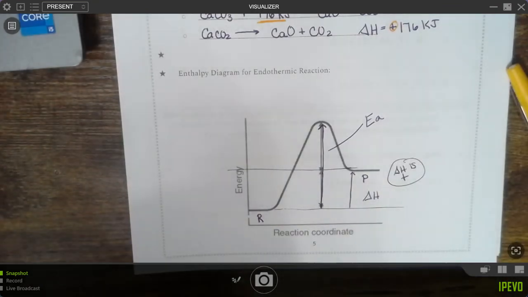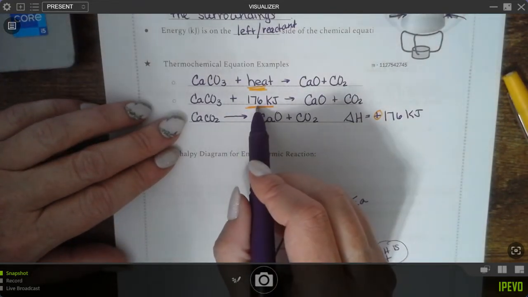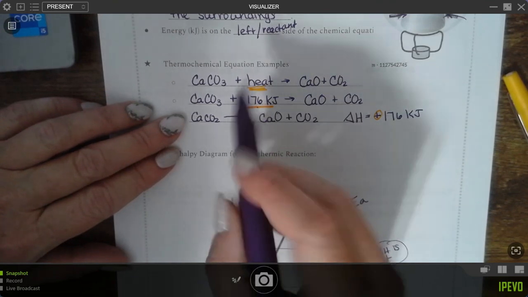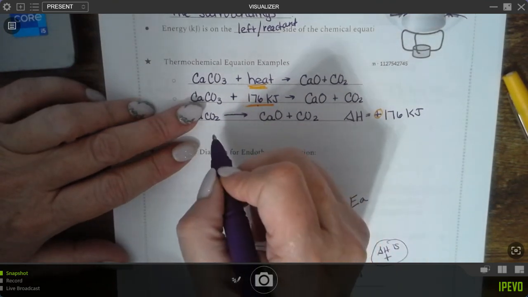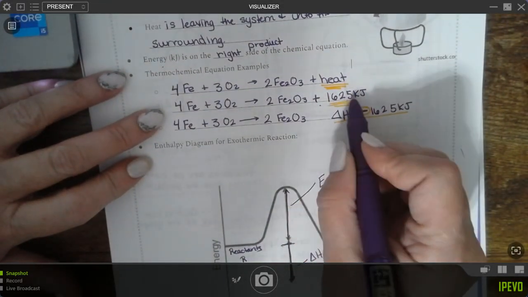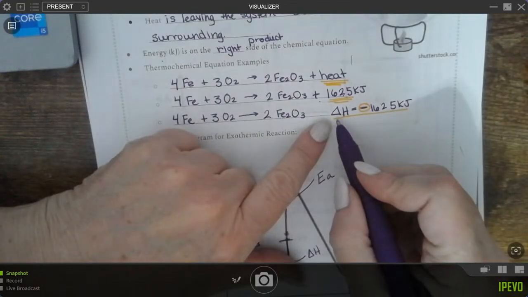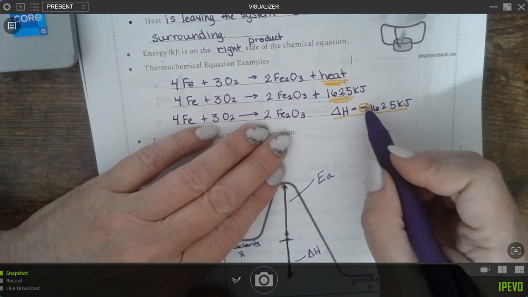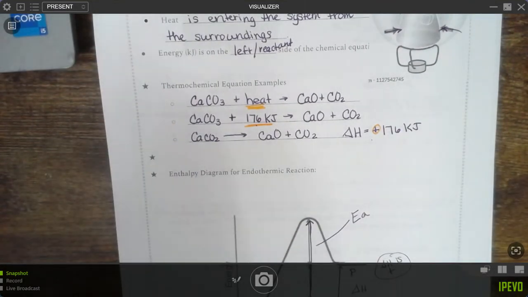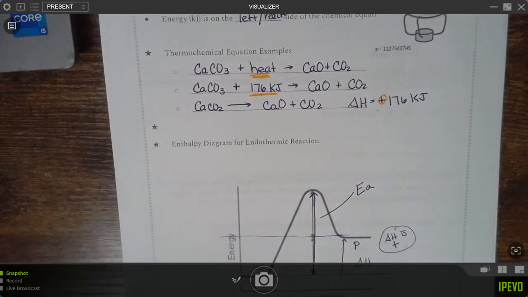Something that I want you to note, and I didn't really stress this: when we put a number into our chemical equation, the number is always listed as a plus. Whether it's endothermic or exothermic, we count it as plus that amount. It's whether it's on the reactant side or the product side that tells us if it's exothermic or endothermic. And if we write it outside of the equation, a negative delta H is exothermic, a positive delta H is endothermic.